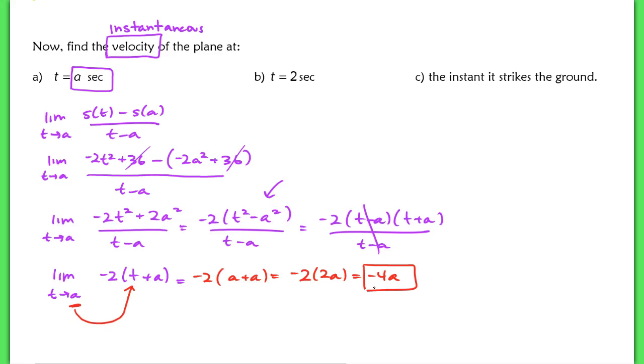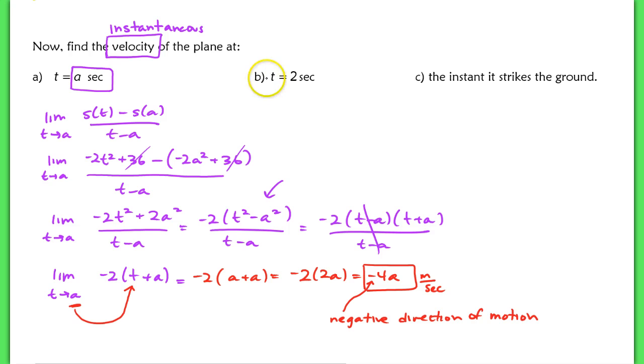Now this is also representing the slope of the tangent line to the curve here at a seconds. Also, I want to mention the units here. I forgot to do that real quick. So the units are going to be in meters per second. Okay. Now this negative sign out in front just indicates a negative direction of motion. In other words, the plane here would be falling. It doesn't mean that you have a negative speed or negative velocity. It just means that you have a negative direction of motion.